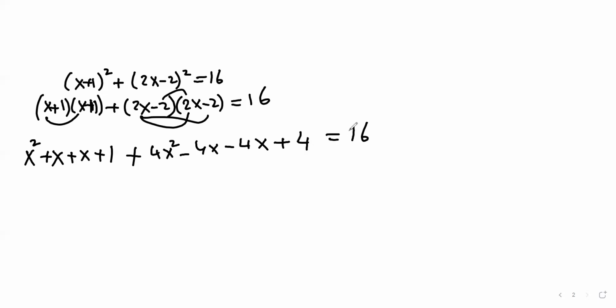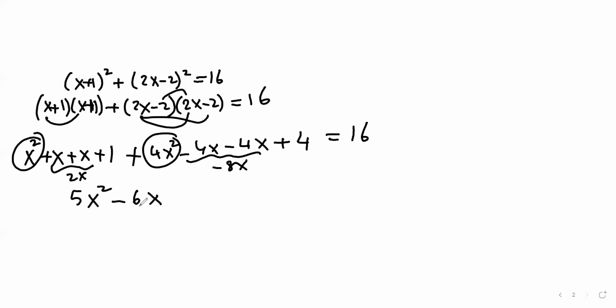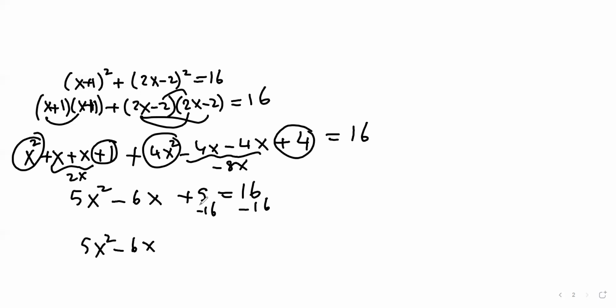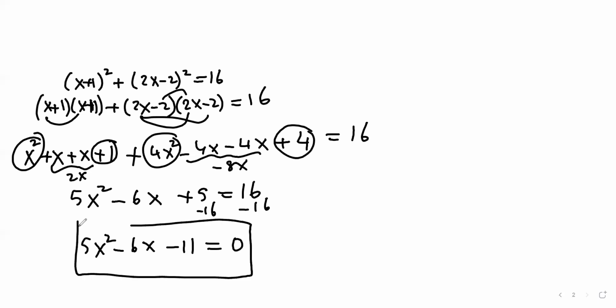Now we're going to combine like terms on this side. You have 1x squared plus 4x squared, that's 5x squared. Here you have 2x and -8x, so 2x minus 8x is -6x. And then you have plus 1 plus 4, that's plus 5, equals 16. Now I can subtract 16 from both sides. So that's 5x squared minus 6x, and 5 minus 16 is -11, equal to 0. So we arrive at this equation.